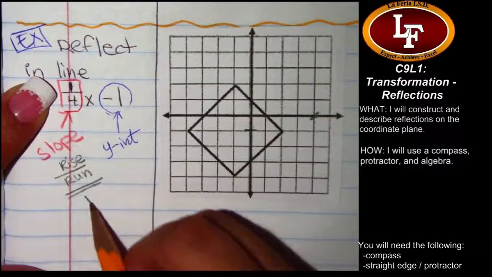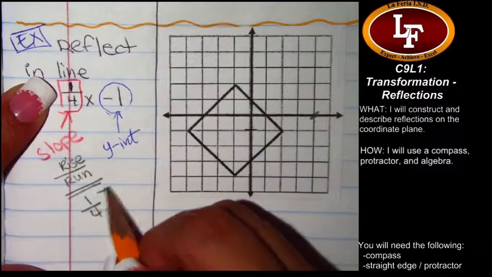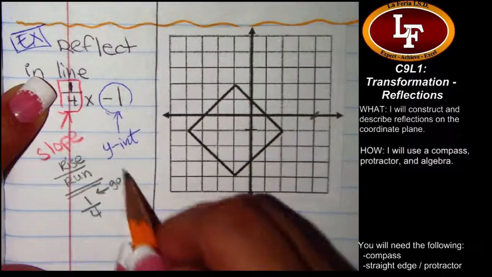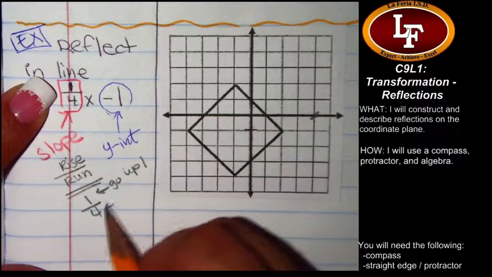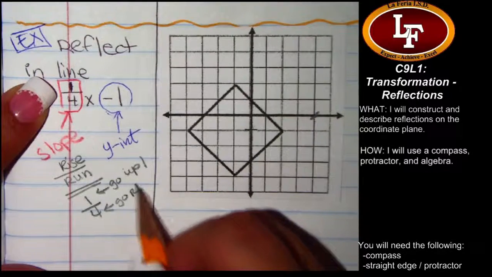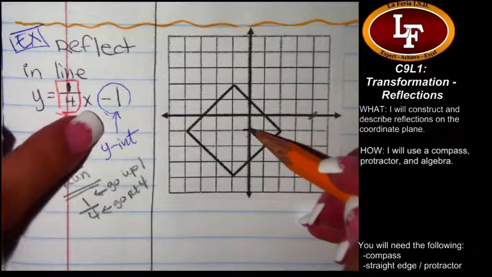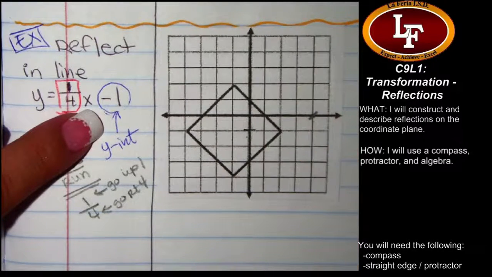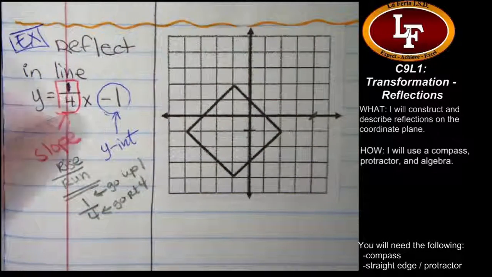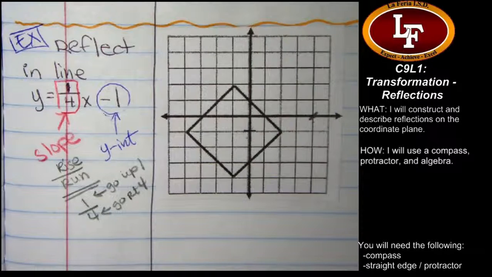Because our slope is 1 over 4, this means go up 1, and go right 4. I'm starting here because that's the y-intercept. Whenever she grabs the line, it'll be crossing there at -1 on the y-axis, and so it's a good starting point.